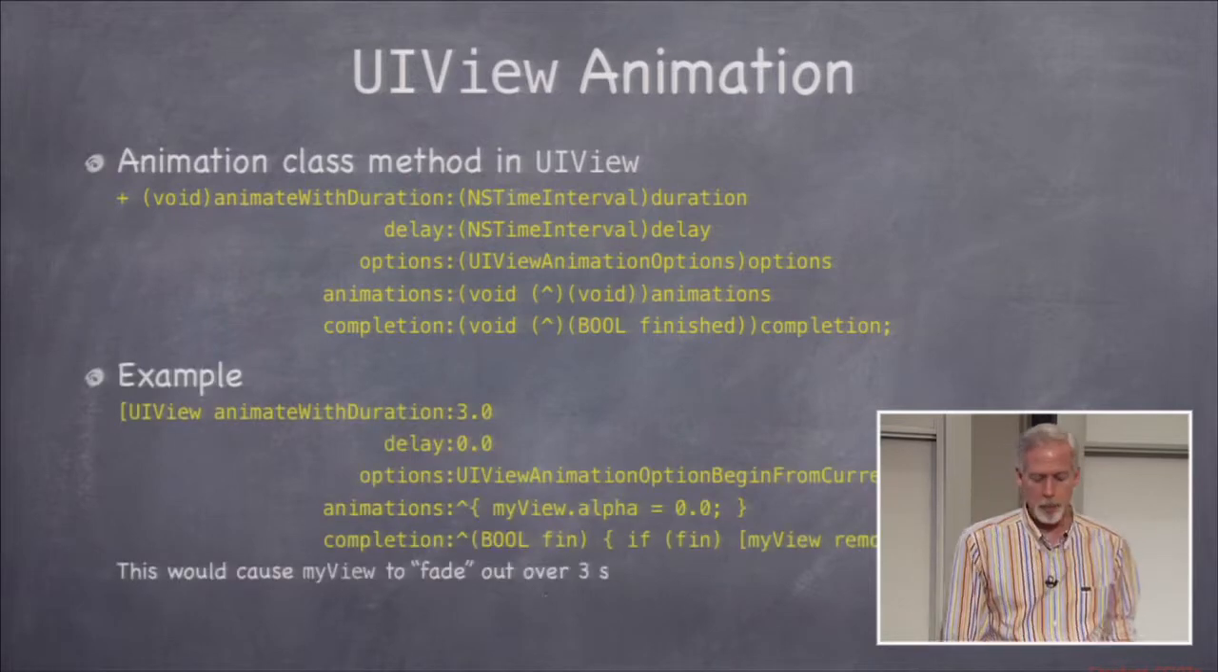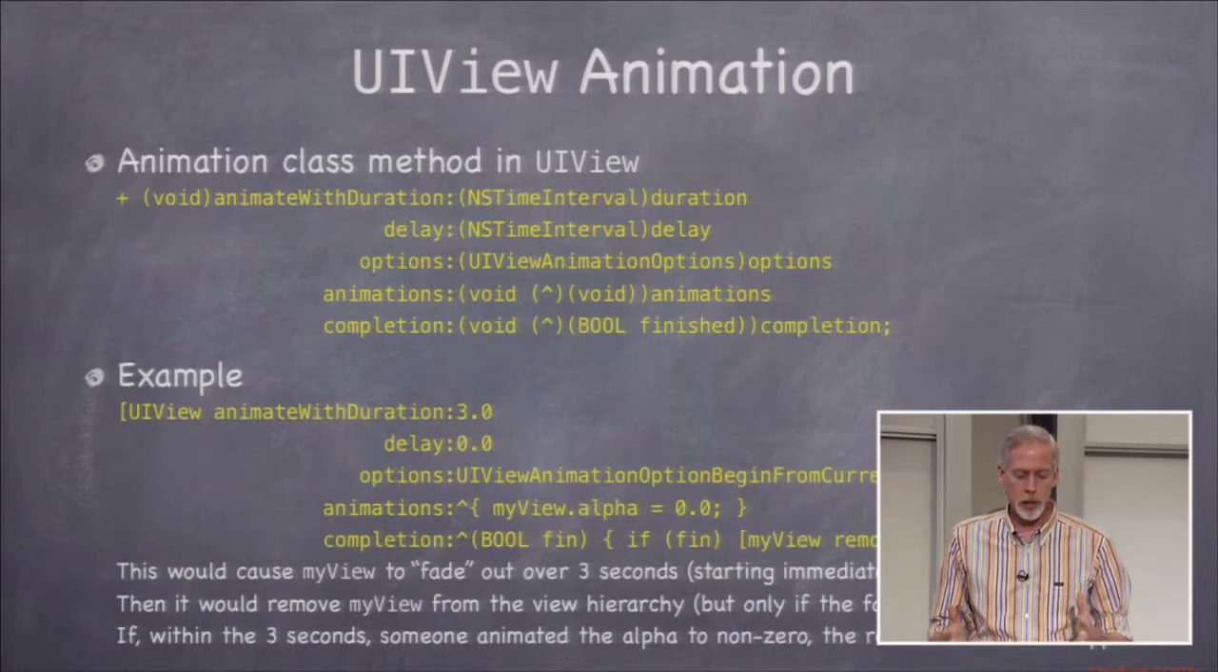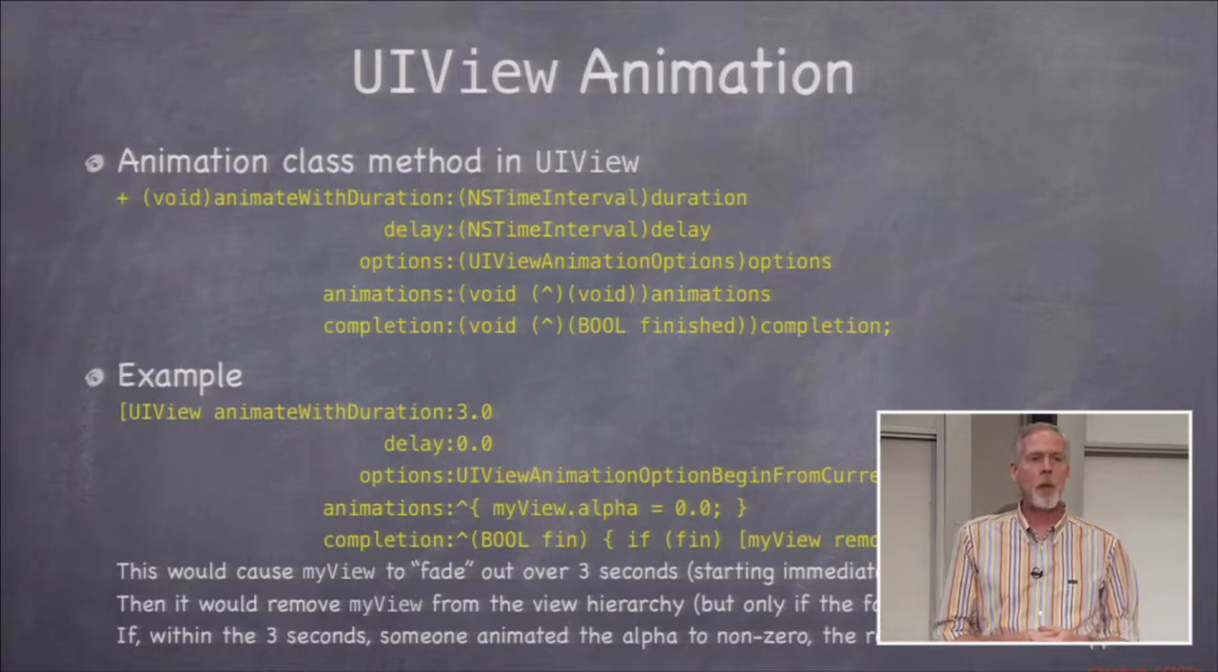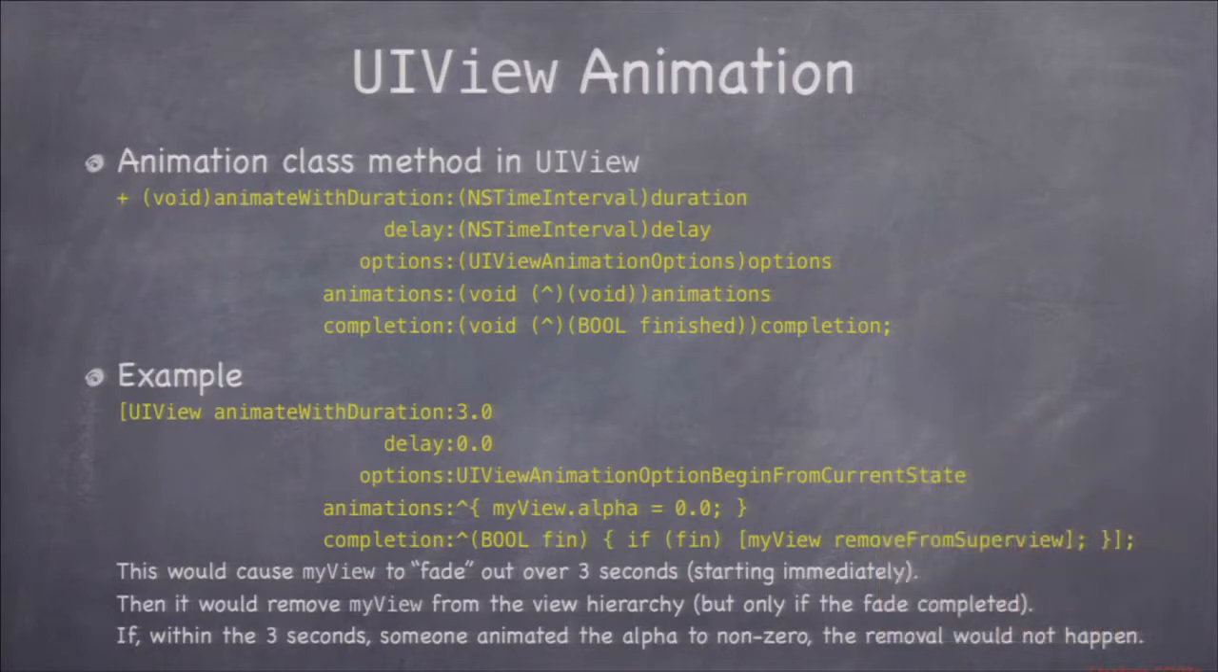Okay? So here's an example of calling it. I'm saying UIView class method, animate with duration. This animation is going to take 3 seconds. And what I'm going to do is, whatever state my view is in, I'm going to make it fade out and disappear. So you see in the animation block, myView.alpha equals 0. That means fully transparent. Okay?